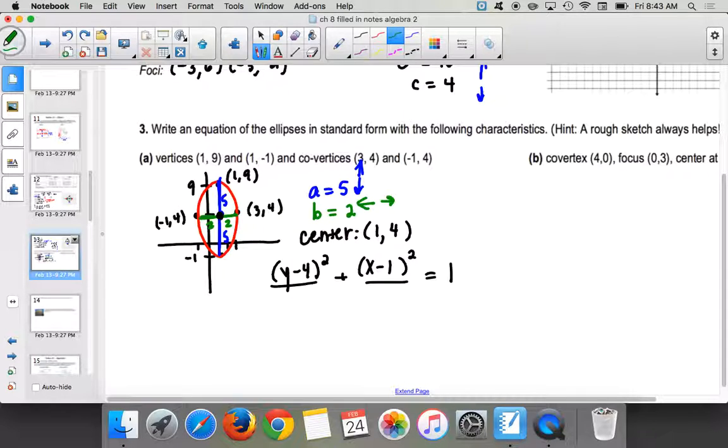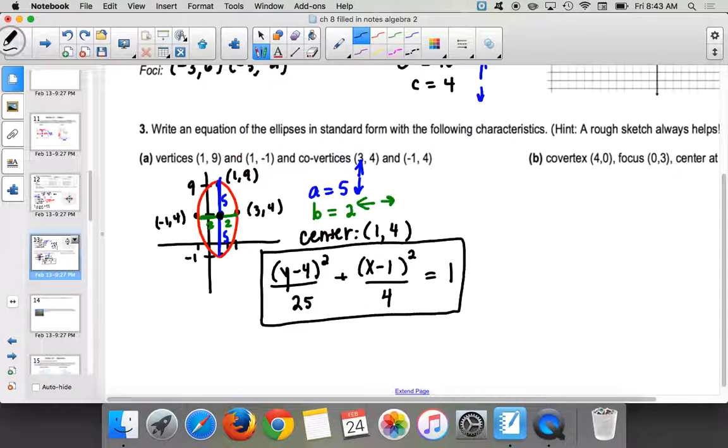So what am I going to put underneath the y minus 4 squared? 25, right? Yep, 5 squared. And then what am I going to put under the x minus 1 squared? 4. Yep, that's your standard equation. Does this make sense?